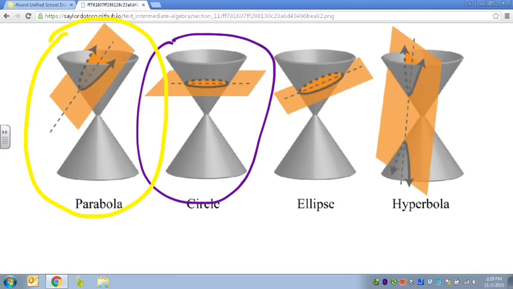So the parabola, notice how the orange paper, the slicer, slices the cone at an angle, and it creates a parabola. Okay, and just like a parabola with a quadratic equation, very, very similar. But there's a couple of key differences here that we're going to point out together. So today we're going to be focusing on parabolas. So let's go back here.